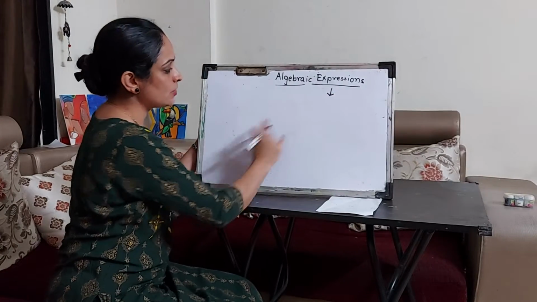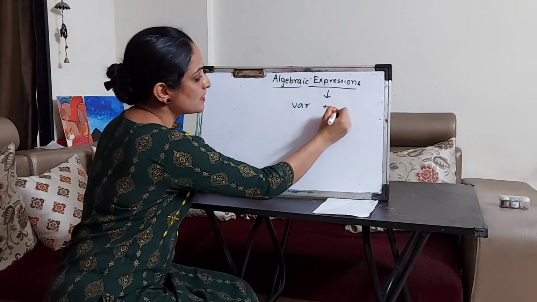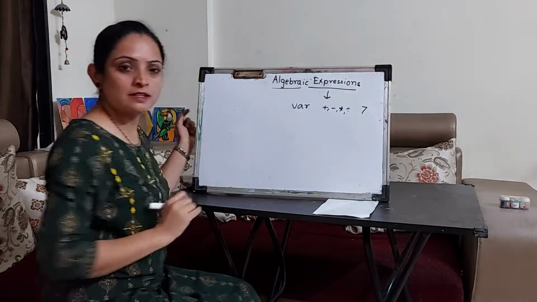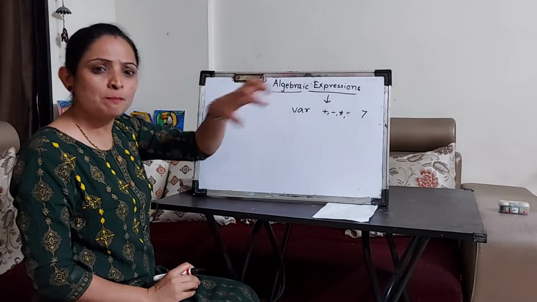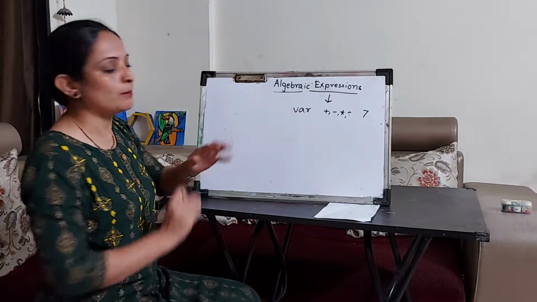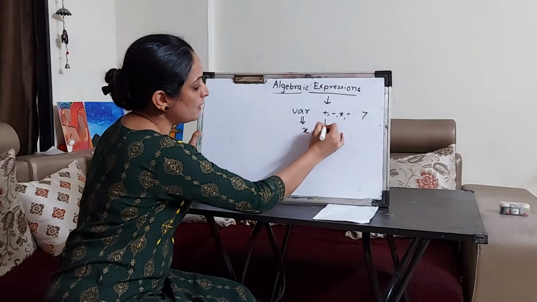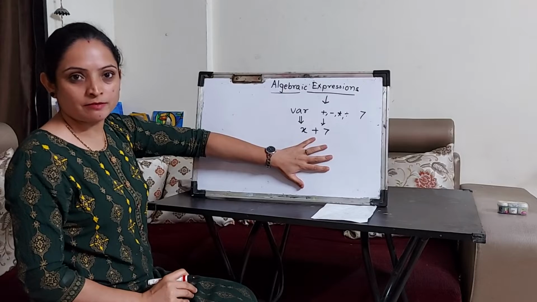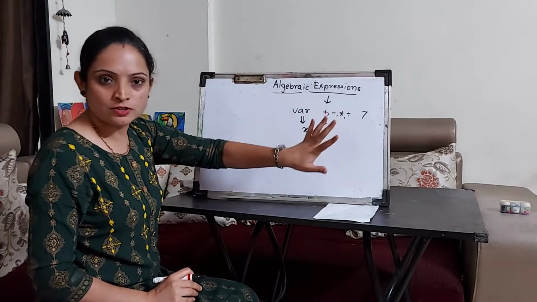Expression is a combination of a variable, then an operator, it could be plus, minus, multiplication, division, and a constant, that means a number. Then what is meant by variable? Variables are actually placeholders for unknown things. So here we can take any alphabet. For example, here I am taking X, operator as plus and 7. So this is my expression. So expression is a combination of variable, operator and constant.